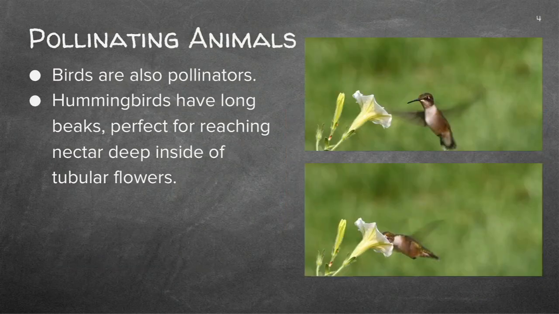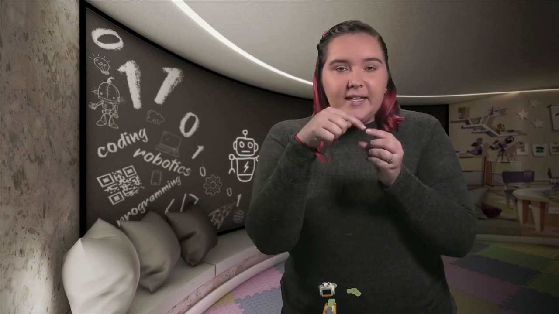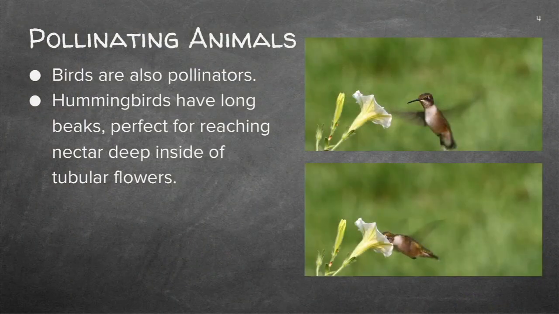Pollinating animals. Birds are also pollinators. Hummingbirds have long beaks, perfect for reaching nectar deep inside of tubular flowers. Tubular means it's like a tube. So their beaks are really long and they almost have like a little tongue that comes through and it licks the pollen and the nectar inside of the tube flower. Let's see what else helps us with pollination.